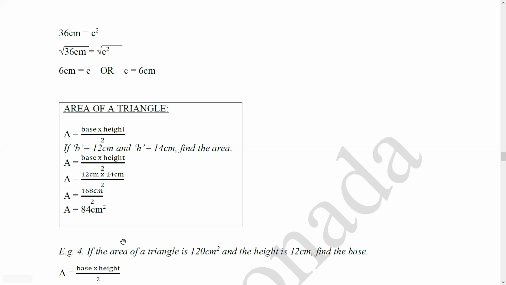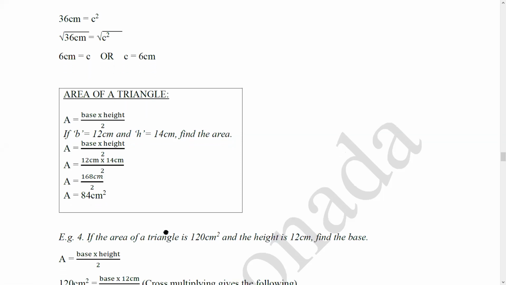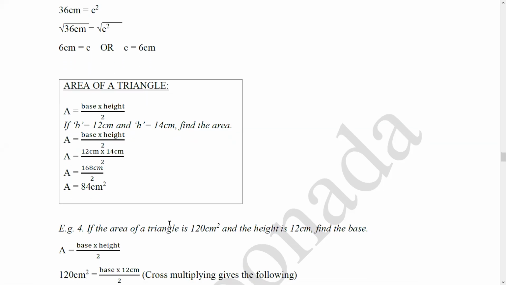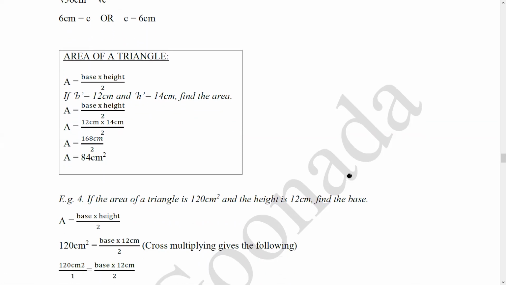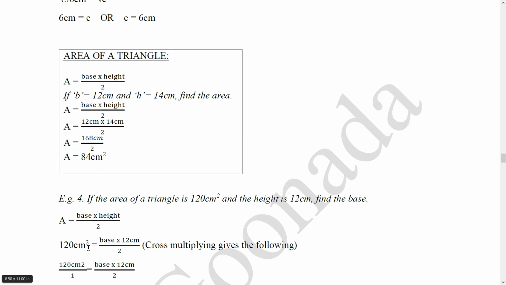So if the area of a triangle is 120, so A is 120 is equal to base by height, and they give us the height is 12 over 2. Let's see. So 120 centimeters squared is equal to base. We didn't get base, so multiply by 12 centimeters over 2. We can cross multiply. So you could cross multiply here.